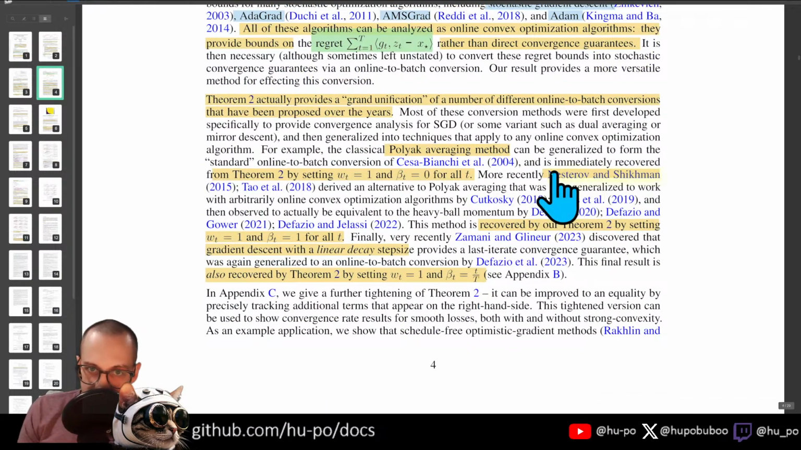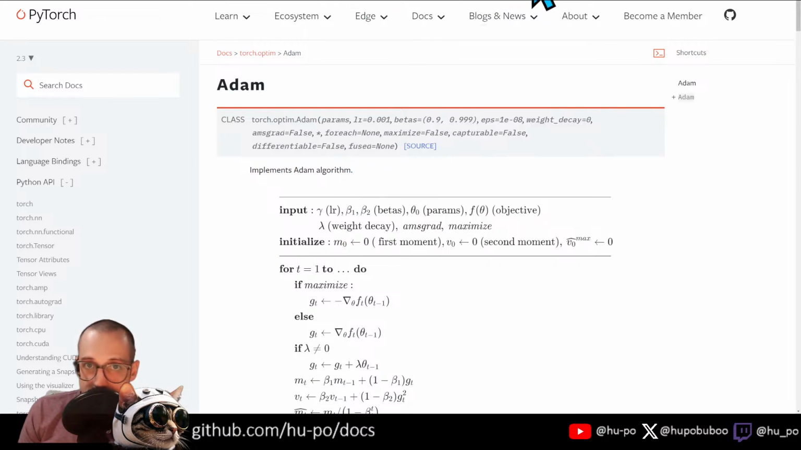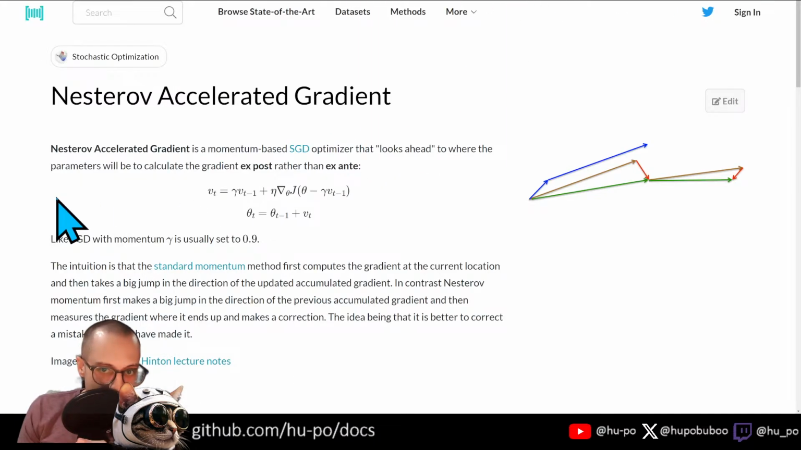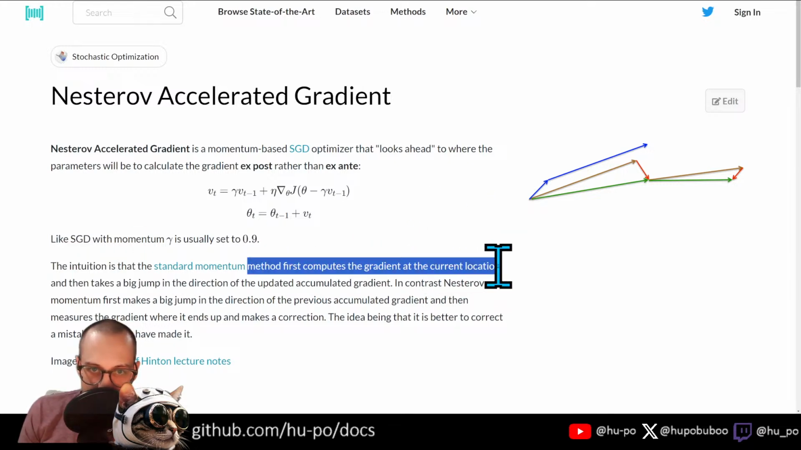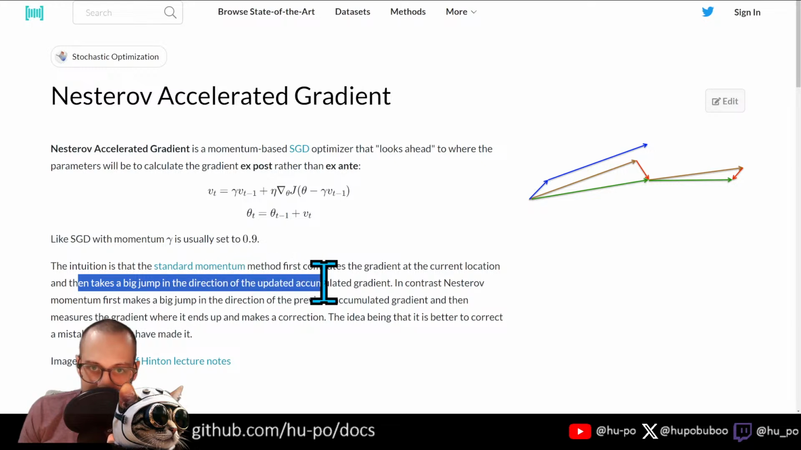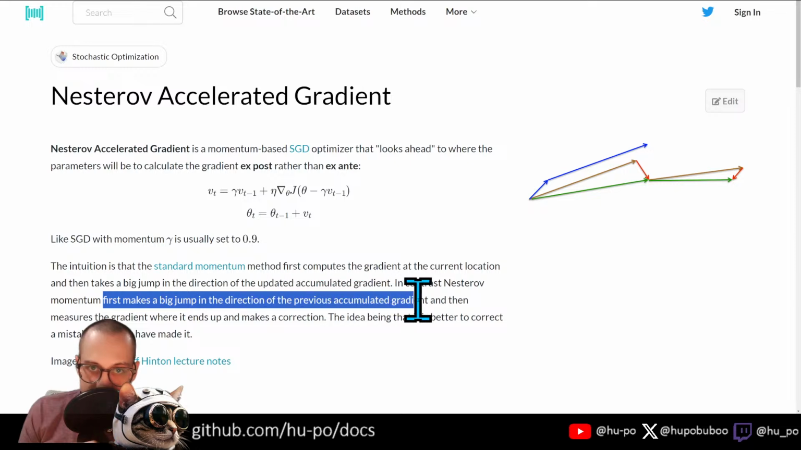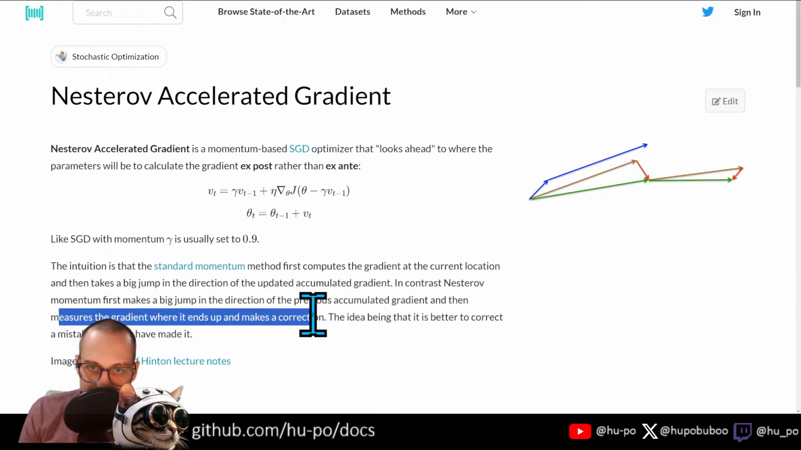Okay, Nesterov momentum, which is actually Ilya's. Nesterov accelerated gradient is a momentum-based SGD optimizer that looks ahead to where the parameters will be to calculate the gradient ex post rather than ex ante. So what does that mean? The intuition is that the standard momentum method first computes the gradient at the current location and then takes a big jump in the direction of the updated accumulated gradient. In contrast, Nesterov momentum first makes a big jump in the direction of the previous accumulated gradient, then measures the gradient where it ends up and then makes a correction.